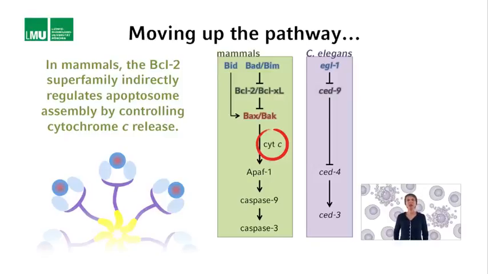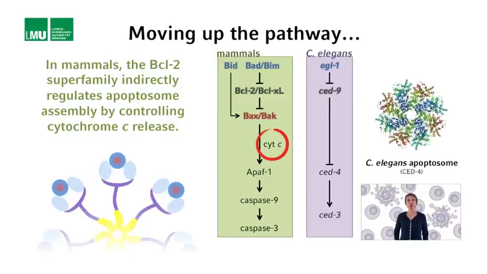However, the C. elegans apoptosome can assemble in the absence of cytochrome C. The crystal structure was generated just with CED4. Therefore, apoptosome assembly in C. elegans is not dependent on the availability of cytochrome C in the cytoplasm. How is it regulated then? And does the BCL2 superfamily play a role in it as well?